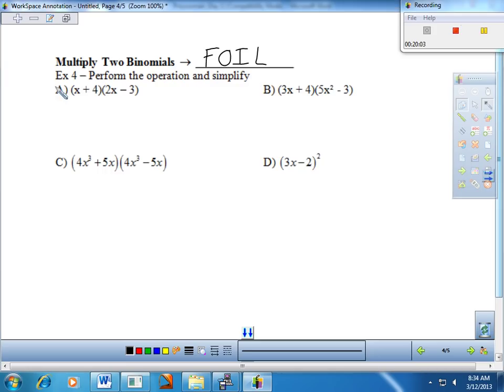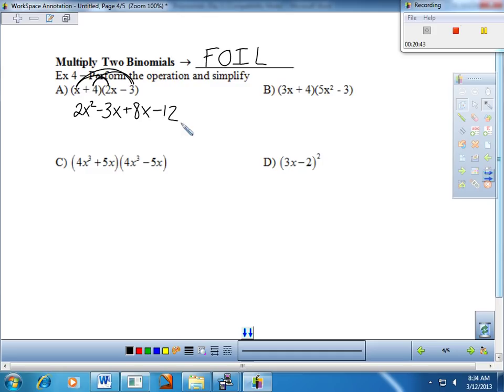So here we go. I'm going to do letter A, and it'd be great if you can work on these as we go through. Feel free to fast forward the video if you know what you're doing. All right, so here we go. First means these two together. X times 2x is 2x squared. Outside, so notice it distributes into that one. X times negative 3 is negative 3x. Then we distribute the 4 in. The inside, 4 times 2x is 8x, and then the 4 distributes lastly into the negative 3, so there's the lasts. 4 times negative 3 is negative 12.